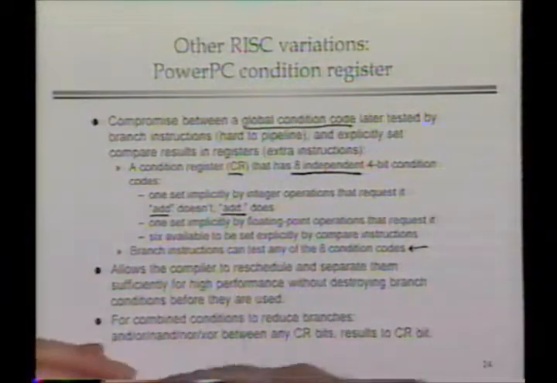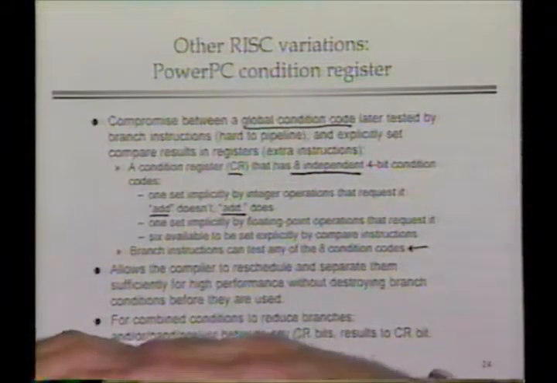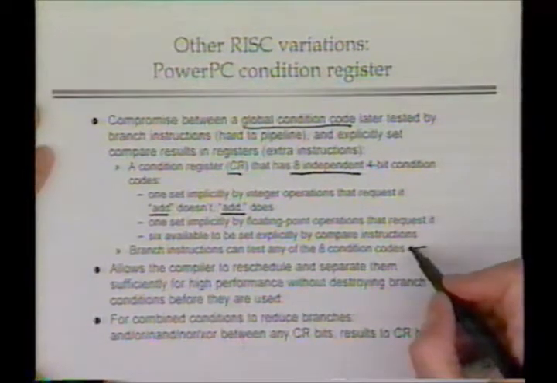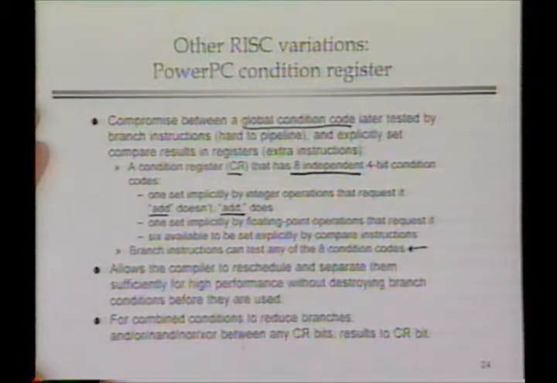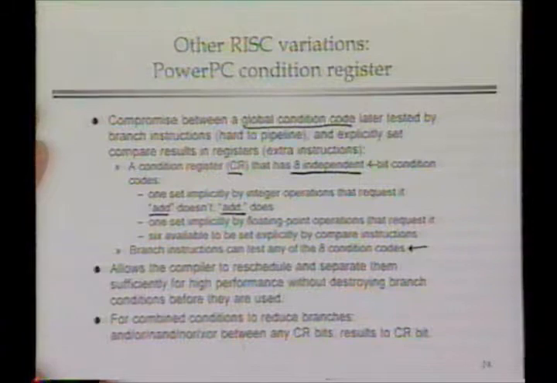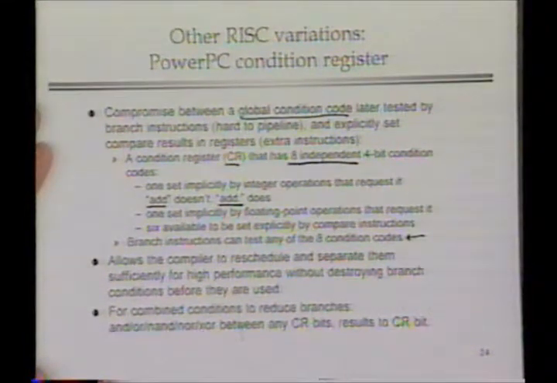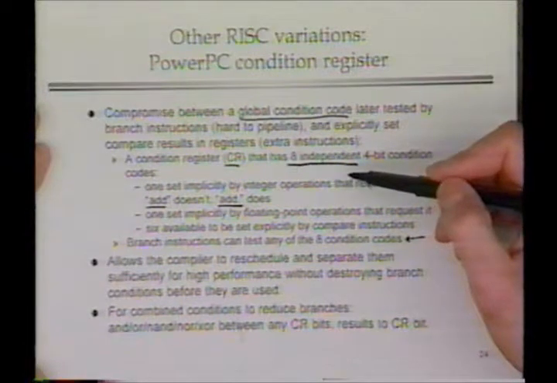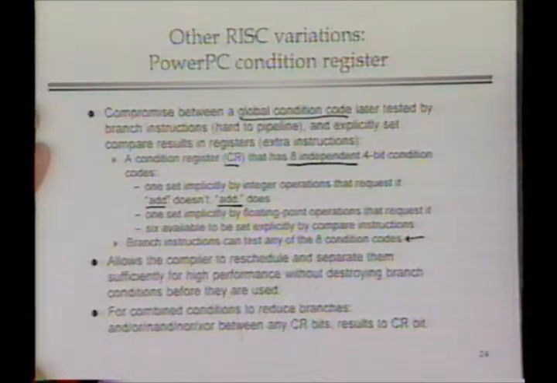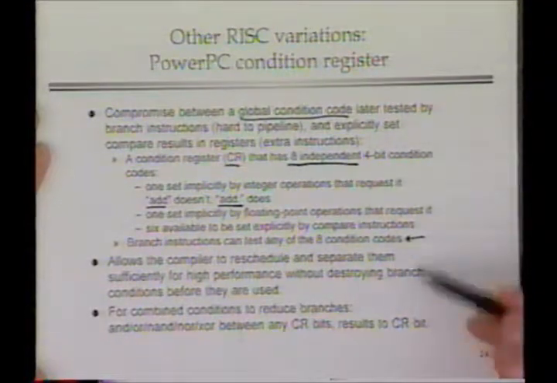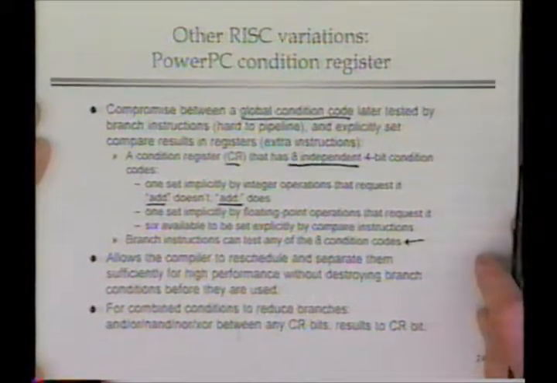So you can interleave the setting of condition codes with the testing of condition codes and be able to get a higher performance implementation. Halfway between what the MIPS-like machine does and what the VAX-like or 8086-like machine does. I think we've talked about all of that.